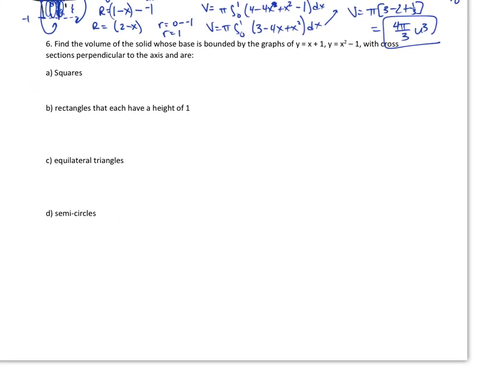Find the volume of the solid whose base is bounded by the graphs of y equals x plus 1, y equals x squared minus 1, cross sections perpendicular to the axes are. Now, we forgot to put something in here, but I know what this should say. Perpendicular to the x-axis. Let's make it perpendicular to the x-axis.